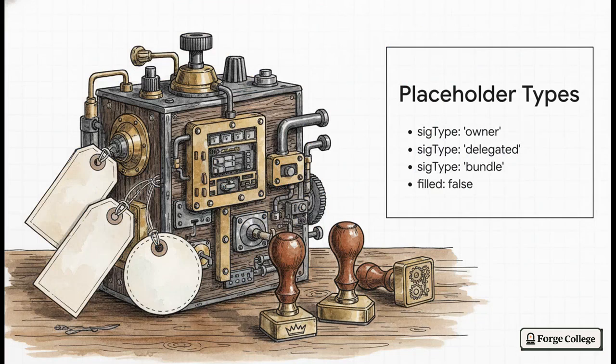By tagging the payload with these placeholder flags, you're setting the stage. So you might set the sig type to owner for a local wallet, or delegated for session keys, or bundle for a paymaster flow. Our downstream smart contracts will know exactly who needs to sign what, and we don't have to write a single line of crypto logic today. We're just prepping the canvas.